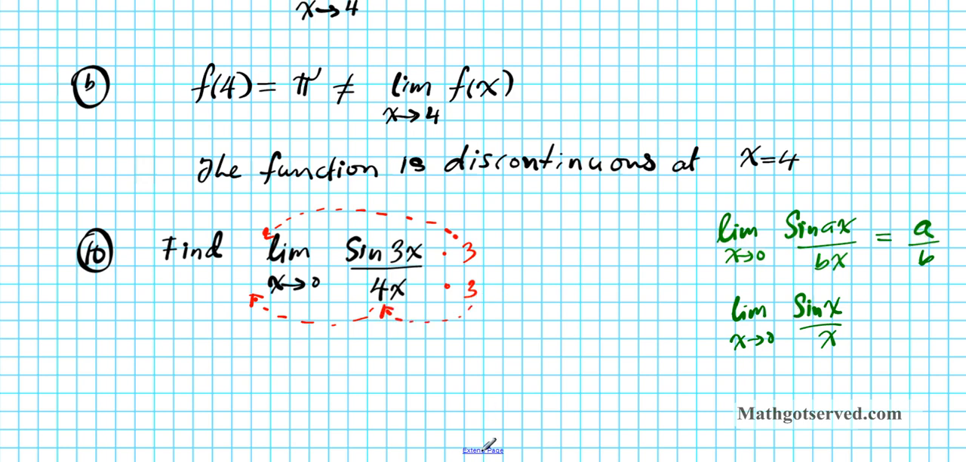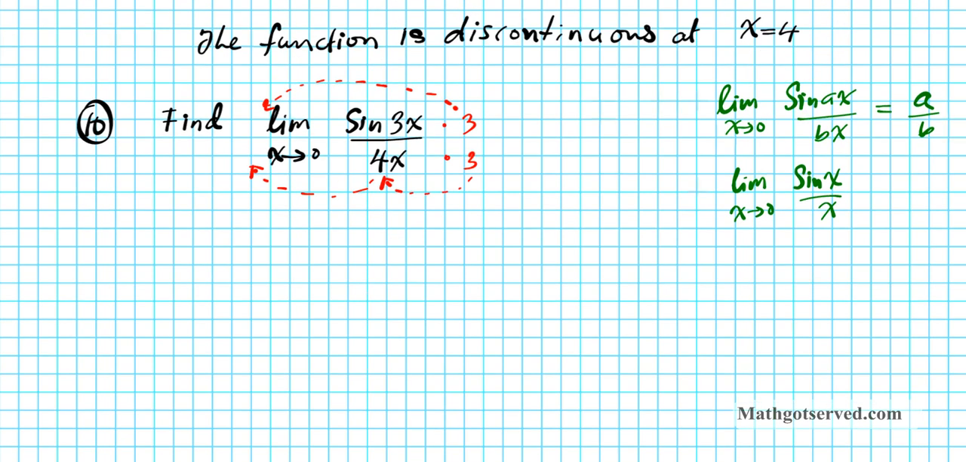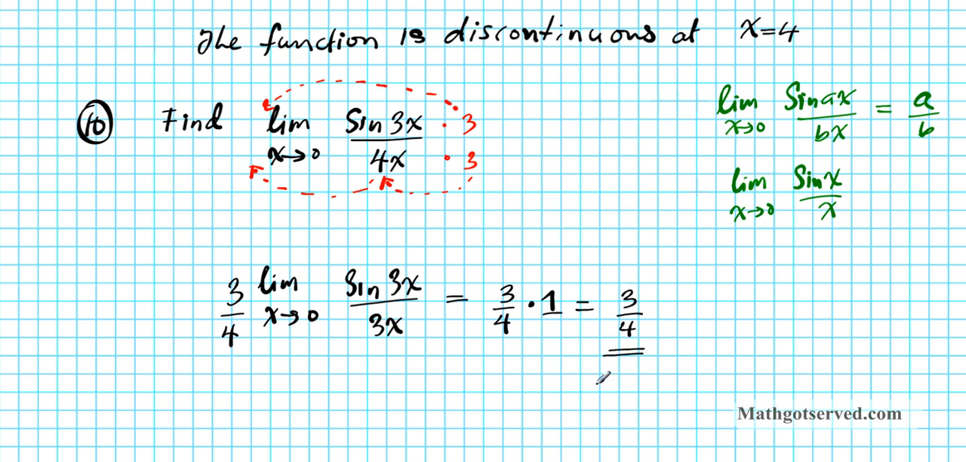Okay? So what will happen is this is going to become the limit as x approaches 0. The 3 goes in front of sine 3x over, the 4 goes out, and then the 3 goes in place of it, 3x over 3x. Okay? Using the squeeze theorem, we know clearly that this entire limit is going to go to 1, so this becomes 3 over 4 times 1, and then your final answer is 3/4. Okay, so there you have it.